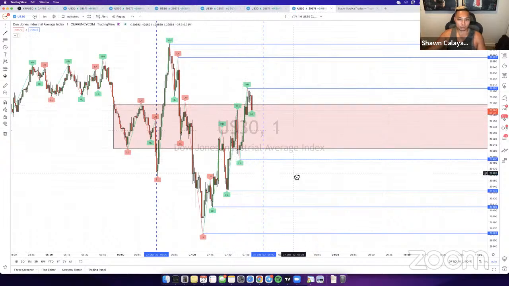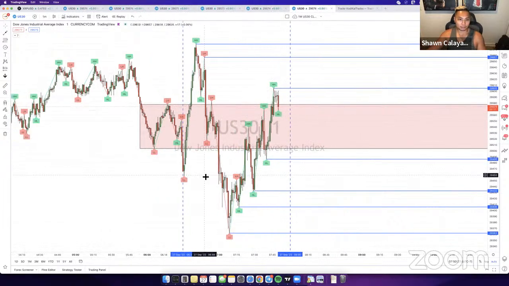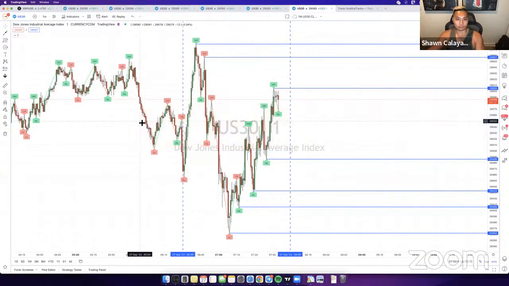So don't worry if your strategies aren't working right here, guys. It typically doesn't work very well the week before NFP because you guys can see the choppiness here. It's pretty obvious. Market opened right here. This is the blue line where market opened. Price faked out, came up, faked out, came down, faked out. It just keeps bouncing back and forth.